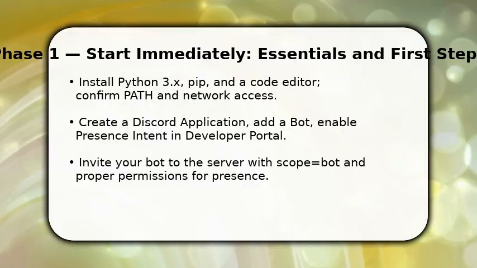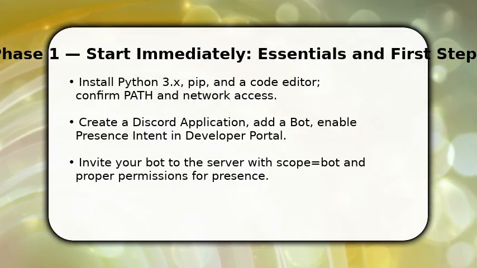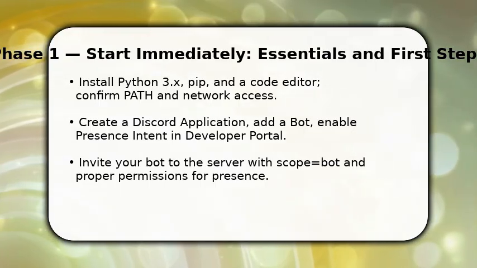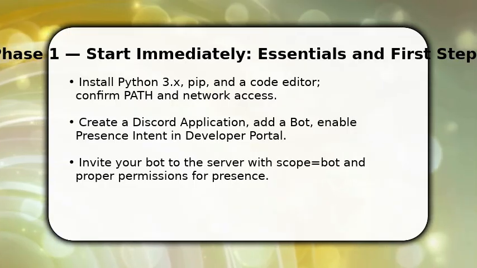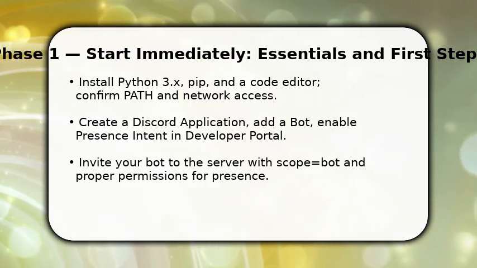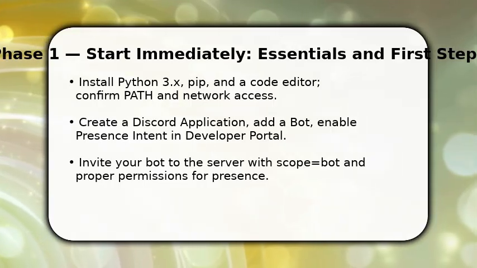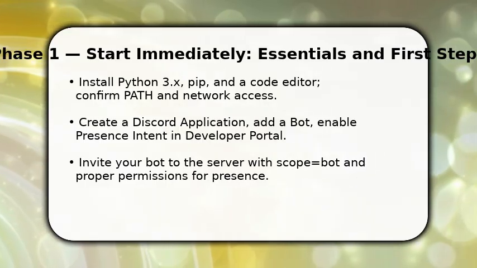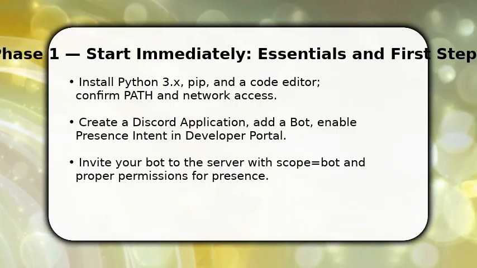You begin by preparing the essentials. Install Python and pip, open a project folder, and create a Discord application now. Once done, add a bot user and enable the presence intent in the developer portal because Discord blocks status updates without it. Make sure you invite the bot to your server with the bot scope and presence-related permissions.